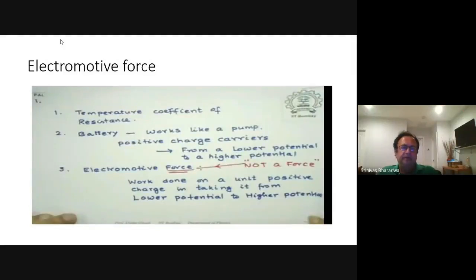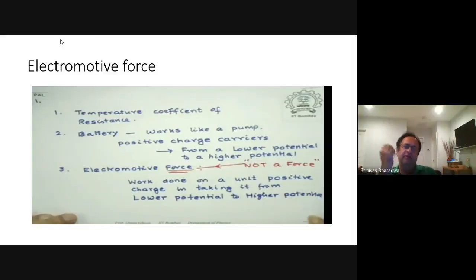Temperature coefficient of resistance, we already discussed, right? The battery, think of the battery like a pump. Now, the battery supplies a voltage, and so the electromotive force V is pretty much similar to the potential difference, right? Or rather, the battery possesses a potential difference V. Now, the potential difference is related to your electric field.